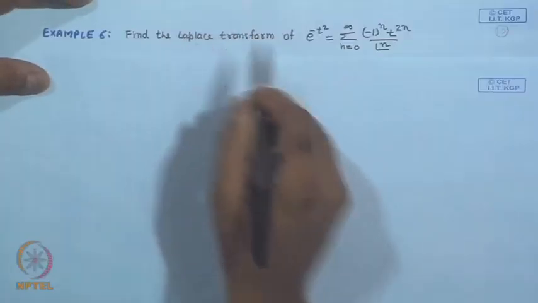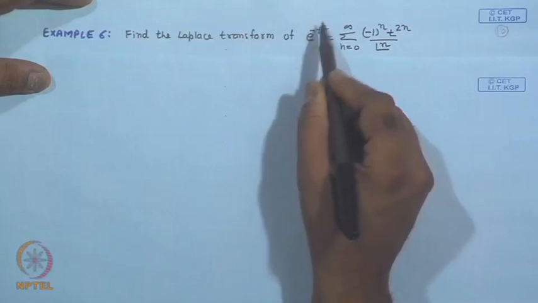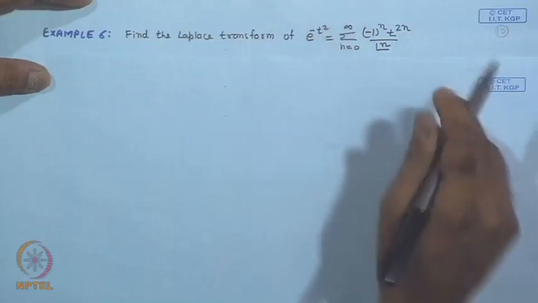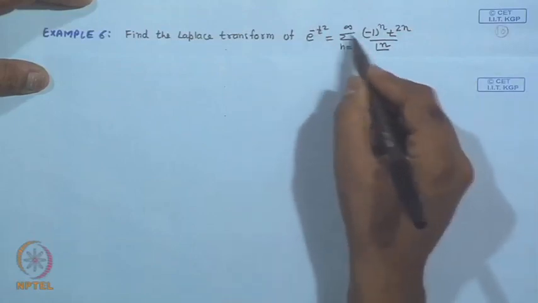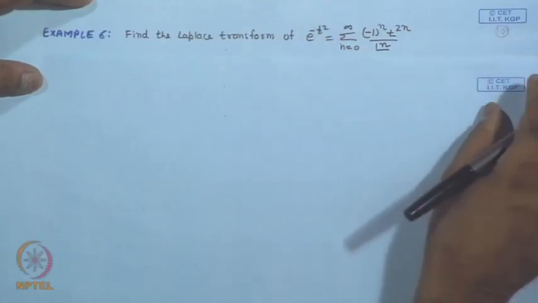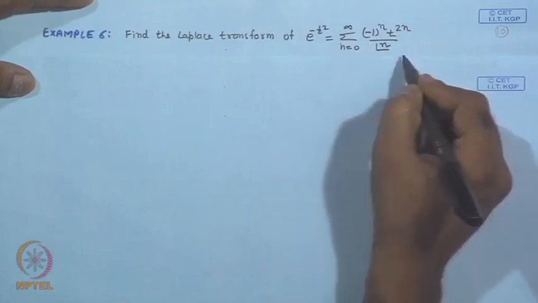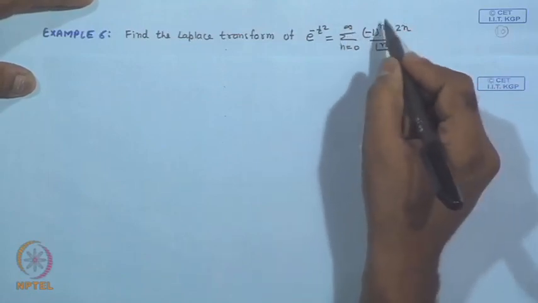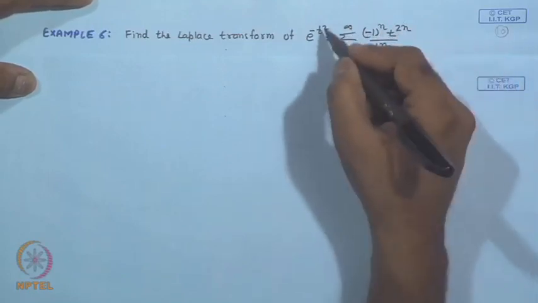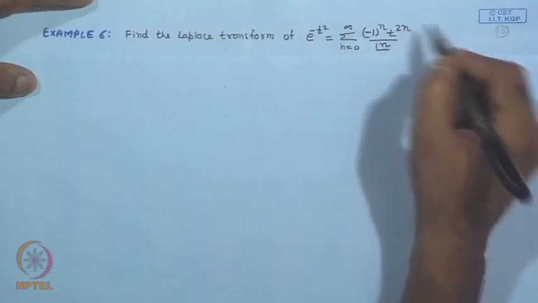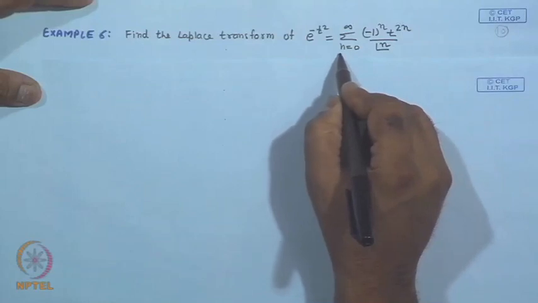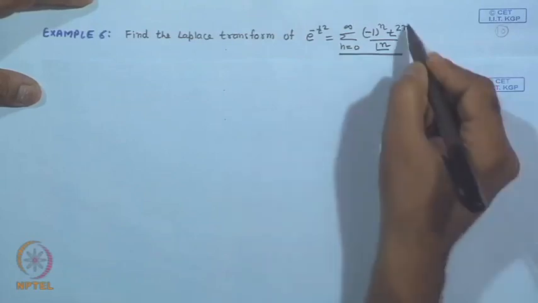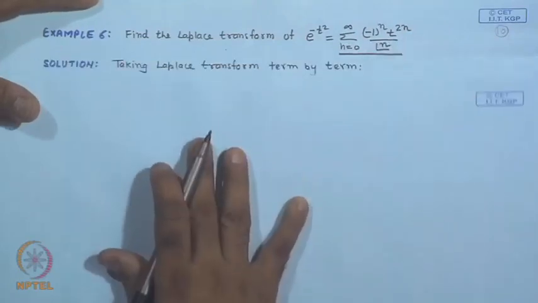We want to find the Laplace transform of e^(-t^2), and we can write this as a series: sum n = 0 to infinity (-1)^n (t^2)^n over n factorial, so t^(2n) over factorial n. And now, let us see what will happen if we apply the Laplace transform to each of these terms.